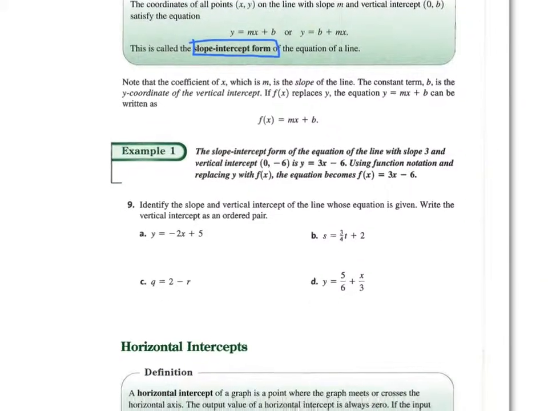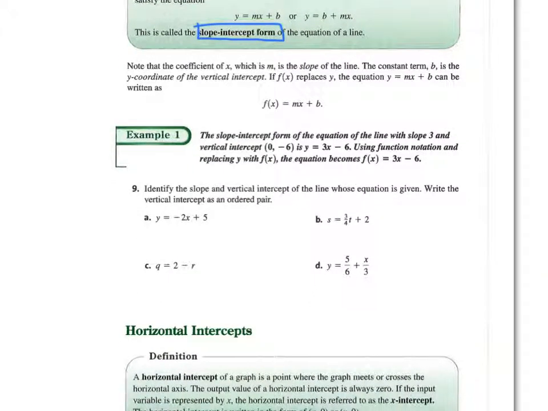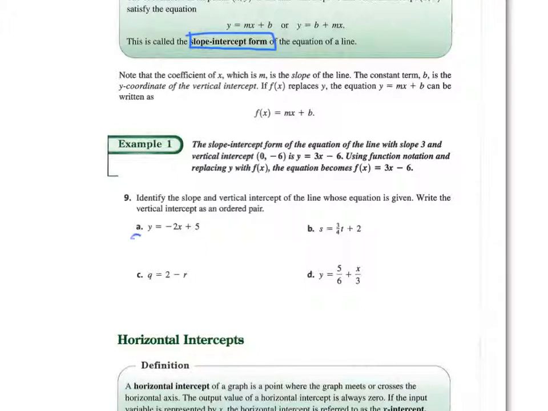Down here, we've got a couple equations, and they're asking us to pick out a slope and a y-intercept, or vertical intercept. So for this one, my slope would be -2, which, if I was graphing, means I would go down 2 for every 1 over, down 2 for every 1 over. And my y-intercept is 5, but I'm going to write it as an ordered pair. It's really (0, 5). That's where it crossed the y-axis.